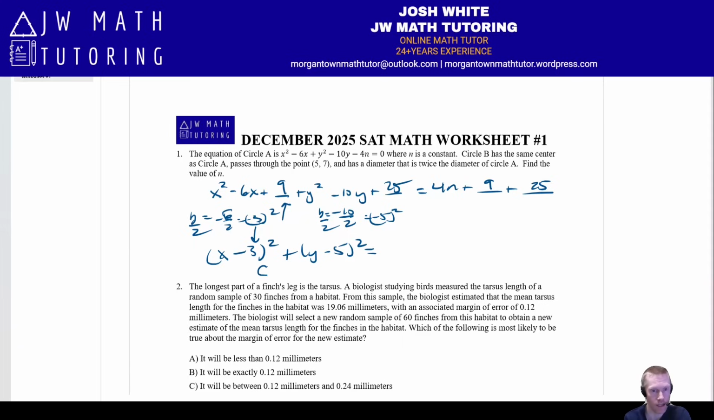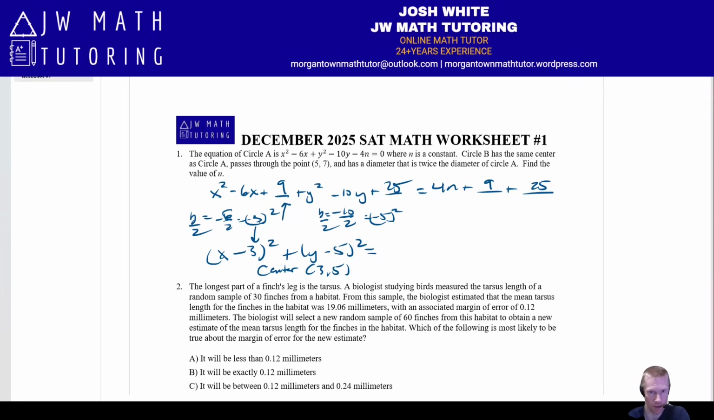All right, what that tells us is the center of circle A is (3, 5). That means the center of circle B is also (3, 5). They have the same center. They do not have the same diameter or radius. So what I need to do now is calculate the radius of circle B.